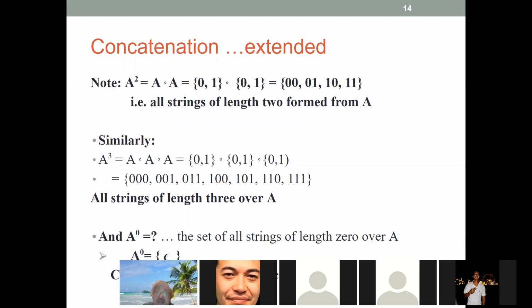Okay. And what's A to the 0th power? All strings of length 0. How many strings of length 0 do we have? 1. There you go. So A to the 0th power is the set containing epsilon. Okay. Careful. A to the 0th power equals 1 and not 0. We got to make sure we understand that.